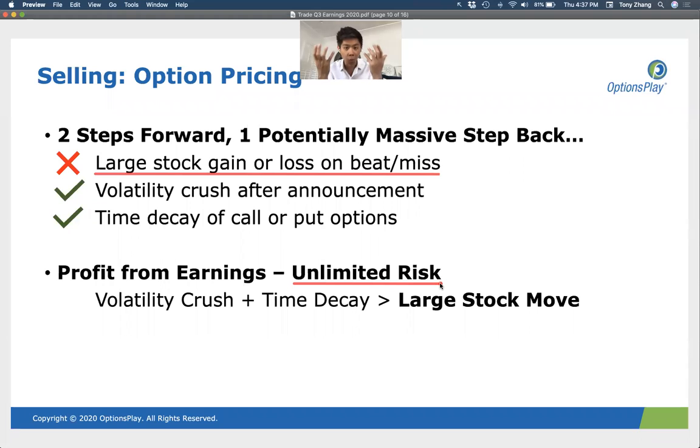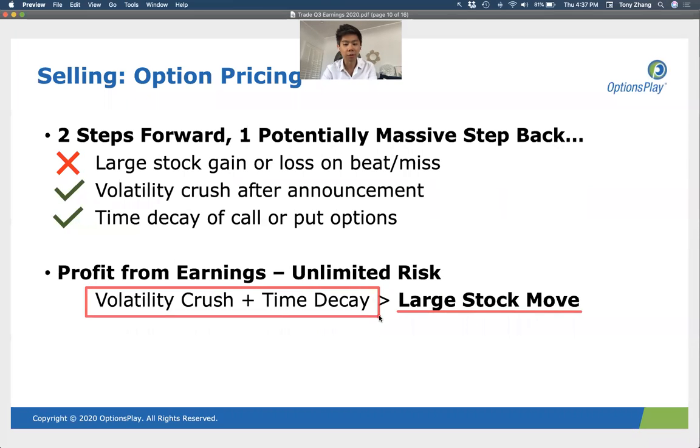You have time decay working in your favor. But if the trade goes in your favor, then you have all three things working in your favor. And that's a beautiful, I would say, outcome. But if the trade goes against you, there's no limit as to how much money you can lose on that large stock move. But the amount of money that you can make from volatility crush and time decay, it's fixed. There's a certain amount that you can make here no matter what happens. Even if the trade goes in your favor, you can only make a certain amount of volatility and time decay.